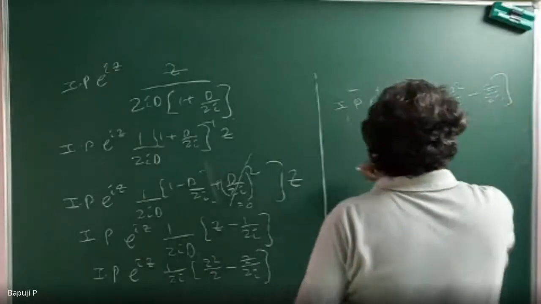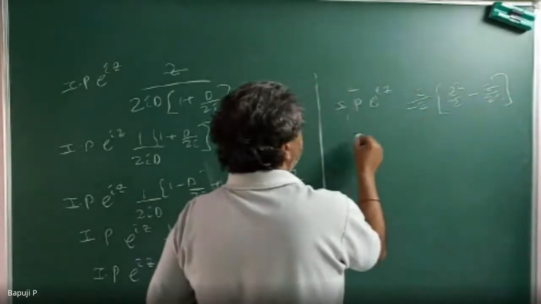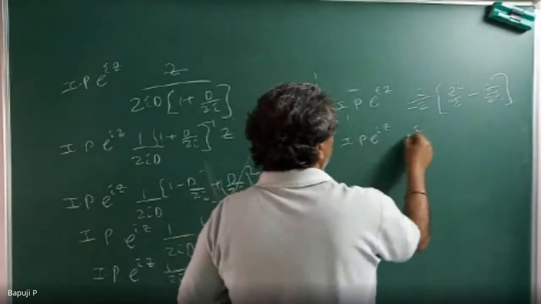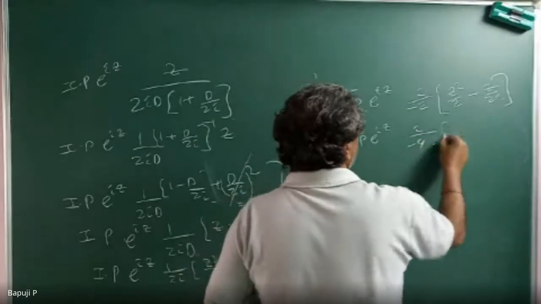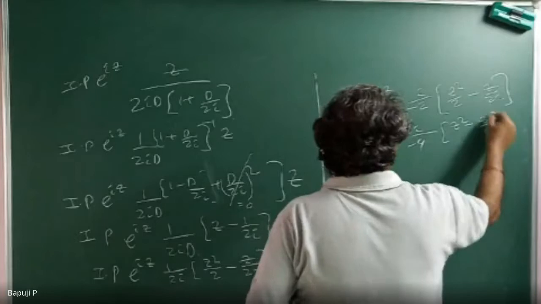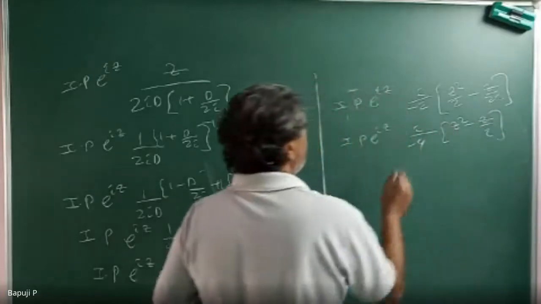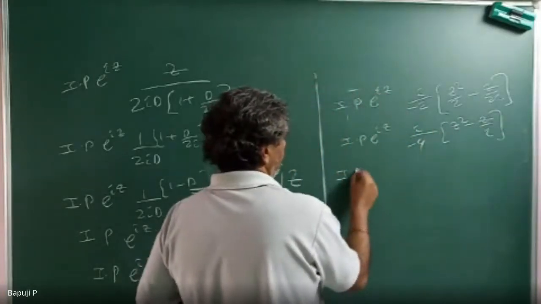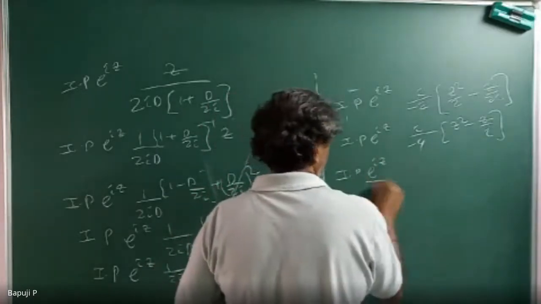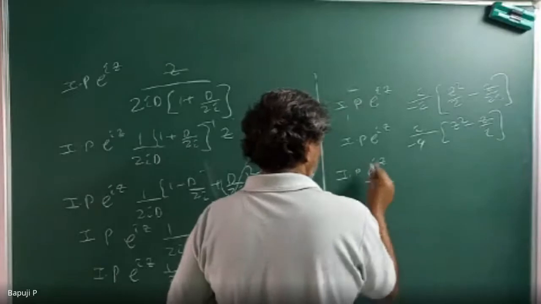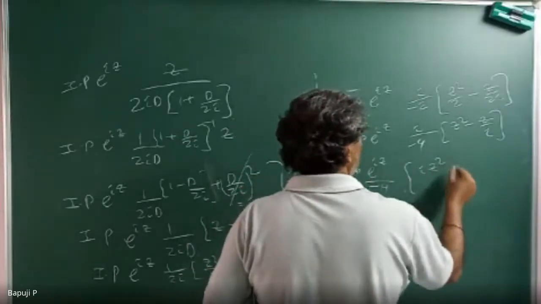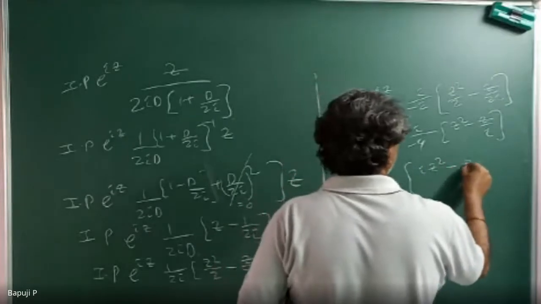So if you want, this 2 also you can take outside. Take this i inside. Minus 4 also, top you can make work. i square is minus 1.